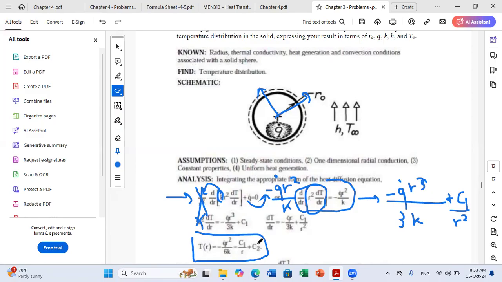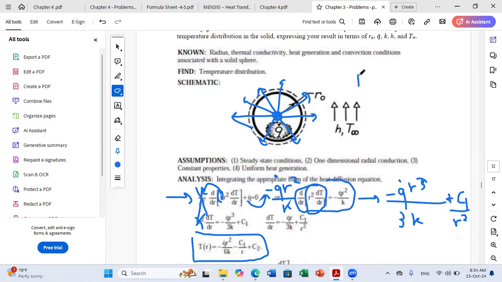What are the conditions that you will use to solve for c1 and c2? First, here you have symmetrical heat propagation. You have here generation of heat, and this generation of heat will propagate by conduction in all directions to be evacuated at the free surface of the sphere. Because of this symmetry effect, the maximum temperature will be at the center of the sphere, and it will be reduced due to conduction through the radial direction.